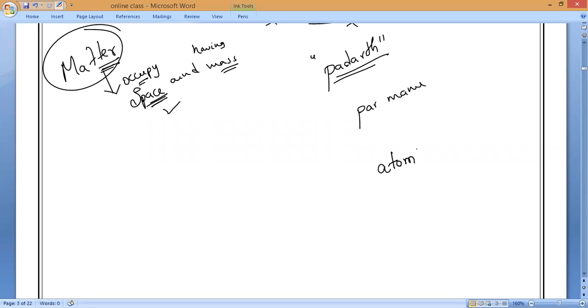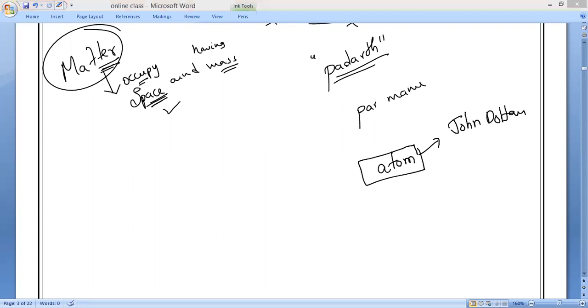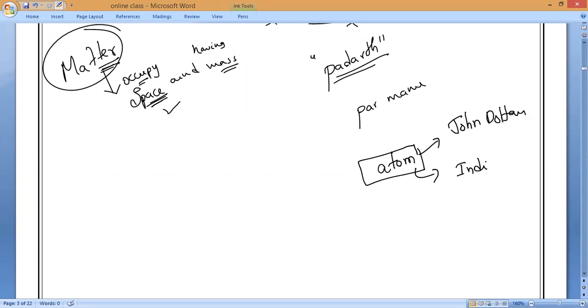Atoms. So this is the name given by John Dalton. He is the one who called it Paramanu. He called it atom, which means indivisible, which cannot be divided further. Please note it down. Why is the smallest particle of matter called an atom? Because it is impossible to divide that atom any further. That is what indivisible means. Is it okay, everybody?